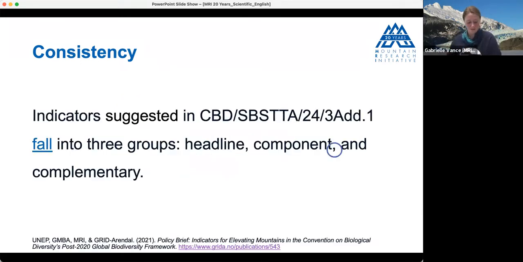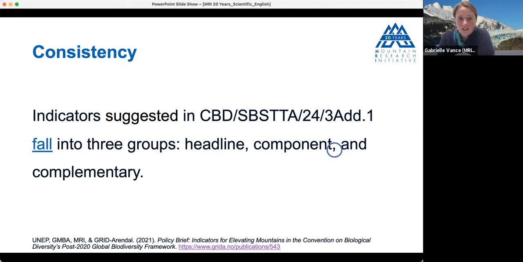So as an example of this, I have a sentence from a policy brief that the MRI helped the United Nations Environmental Program, the Global Mountain Biodiversity Assessment, and other collaborators work on.